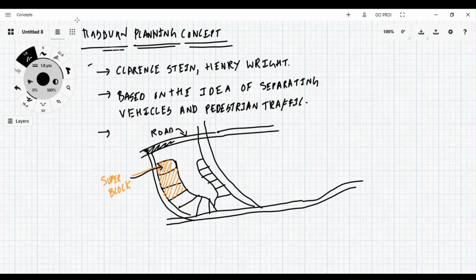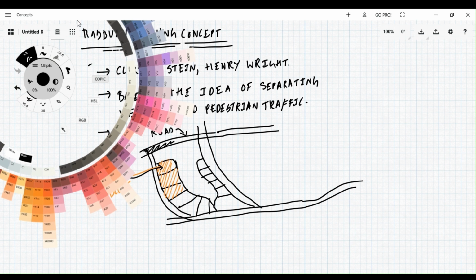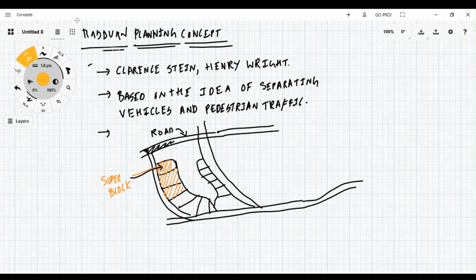If you see, the main concept is here only. The main collector roads are outside, and from the collector roads access is given to the superblocks. Each one is a superblock, and each superblock contains different units, about 20 housing units. All these are ground floor units only. Comparatively, they are like villas we see at present.